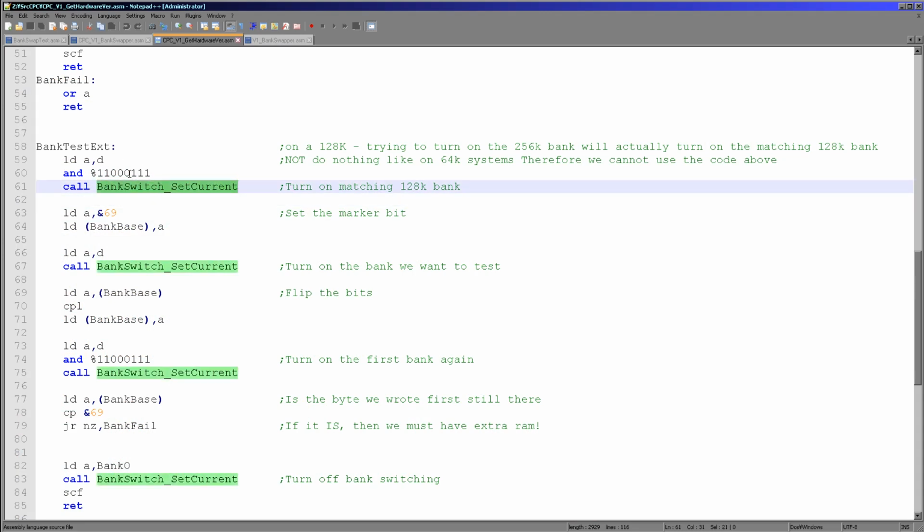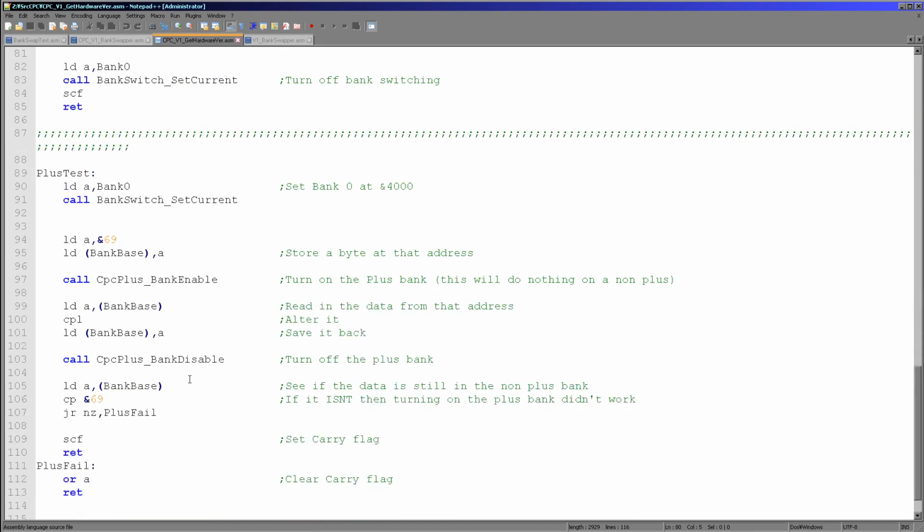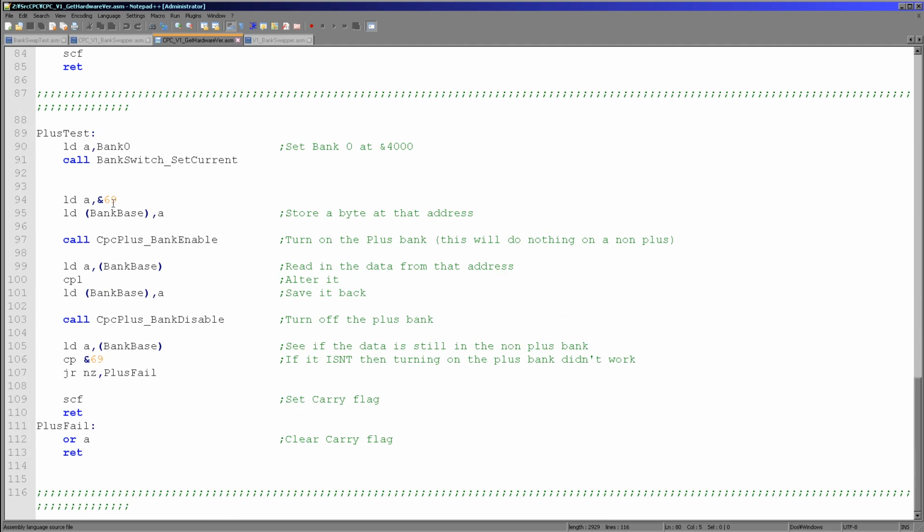So we're having to clear out the bank number here for our base bank that we're testing, but apart from that the code is exactly the same. And that's also true of the CPC Plus version. We're also writing our 69 to our base bank. We're then turning on the CPC Plus ASIC, which is at the same memory location as that base bank. We're then trying to change it, which will change some of the sprite memory, and then it will turn off the ASIC. Did that write change the basic memory? Well, if the answer is no, then we obviously have a CPC Plus. But if the answer is yes, then we do not have one.